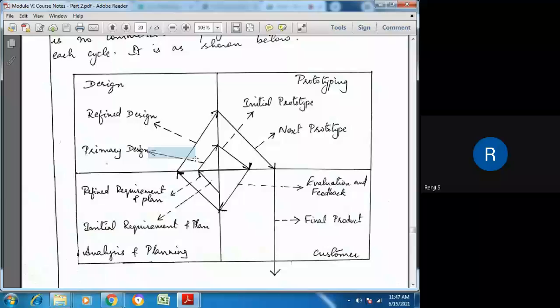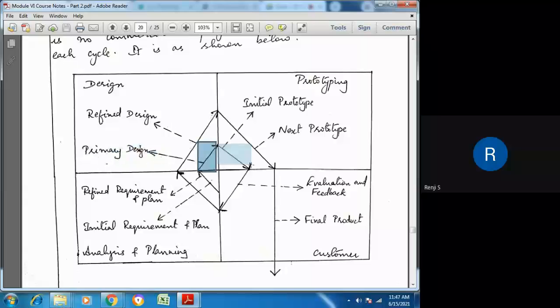This arrow is marked pointing to this particular line. So that is primary design. After initial requirements and plan comes primary design. Now that is indicated by this arrow. And since this is the design quadrant, it focuses on the first initial design, which is the primary design.